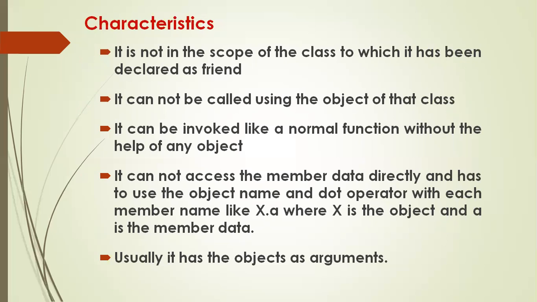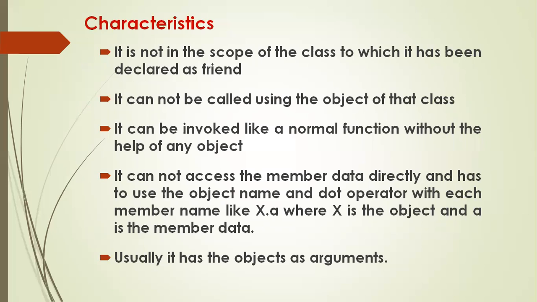If it is a member function, it's a part of that particular class, so you can call that member function through some object. But a friend function is not a member function, it's a non-member function, meaning you cannot call it with any object. You call it directly, like you call other normal functions in C or C++. It cannot access the member data directly, even though it can access the private data of the class, not directly.